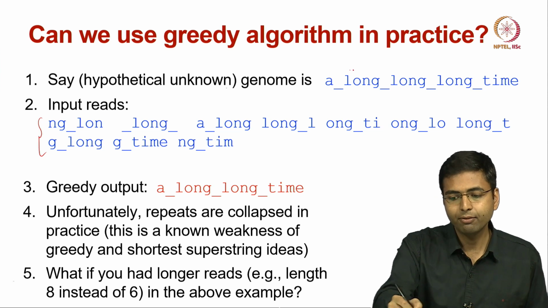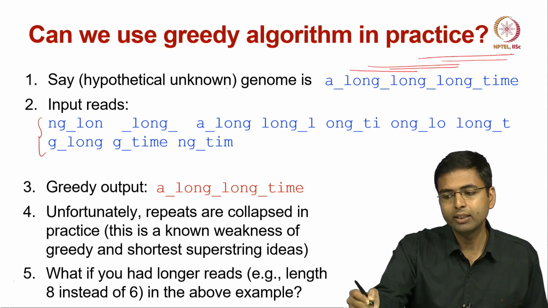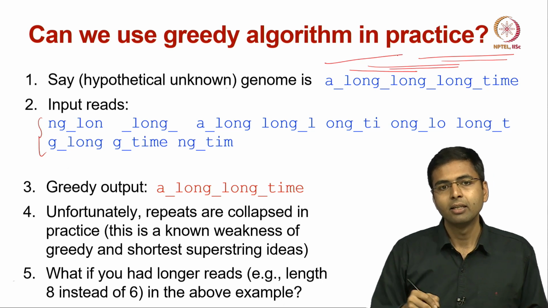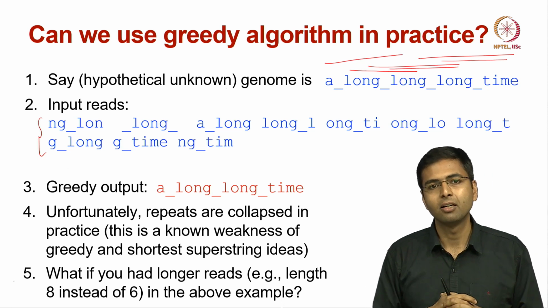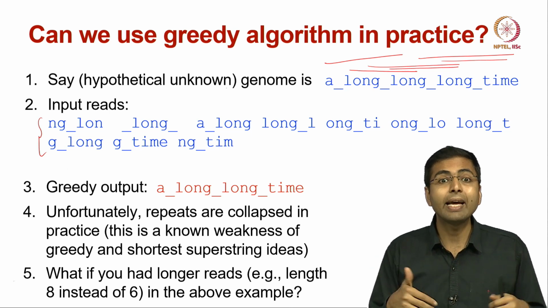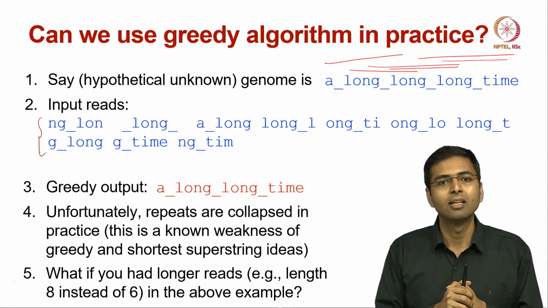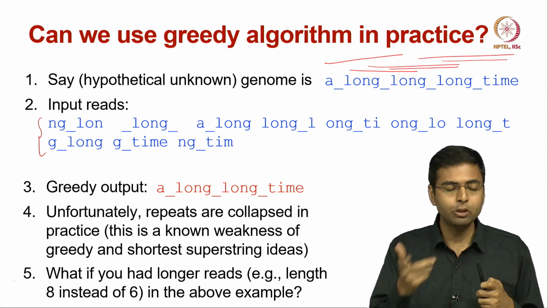So if you have, let us say, longer reads that cover the genome, then what would happen? And intuitively you can think that maybe once you have longer reads, maybe then the greedy algorithm will start working correctly, right. So again I encourage you to try this yourself.